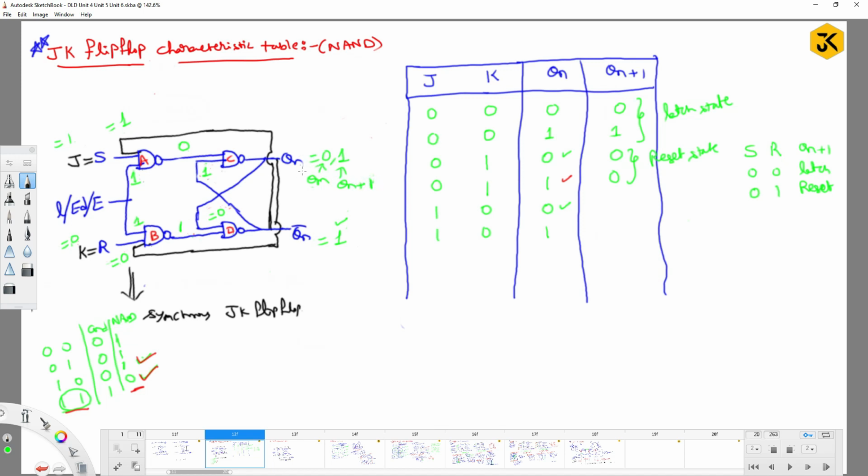Right? Let's reiterate whether it is working fine or not. Right? So this 1 will be sent to here. This 1 will be sent to the A input NAND gate.